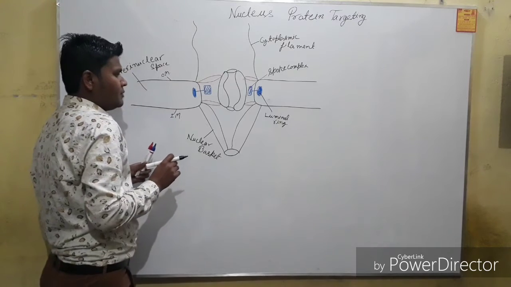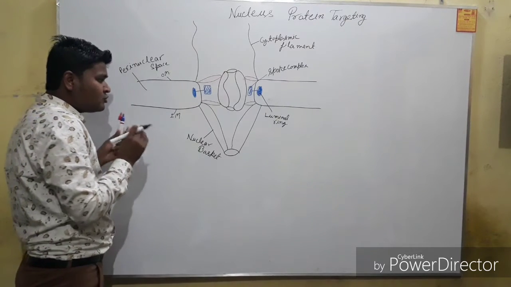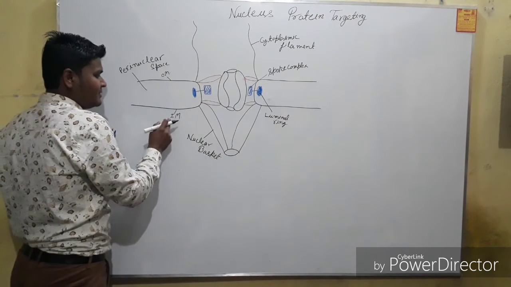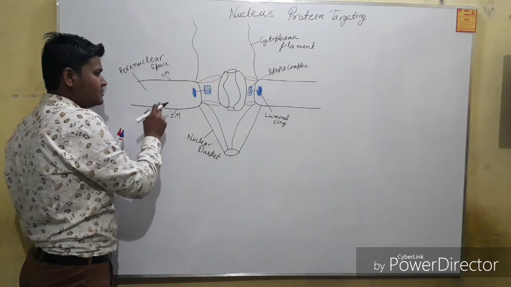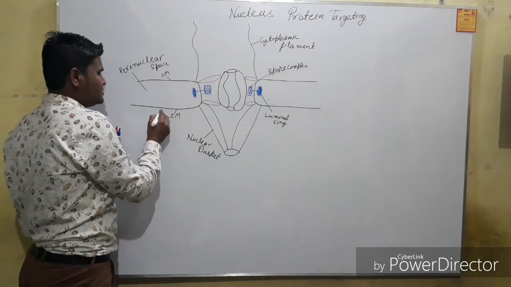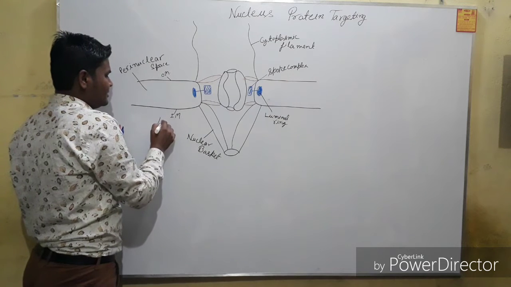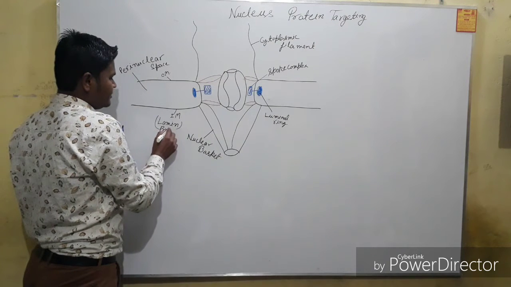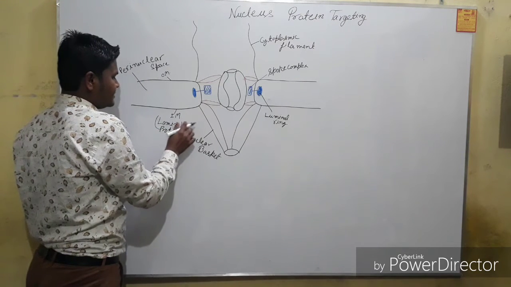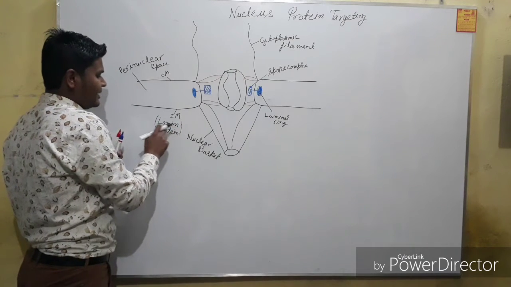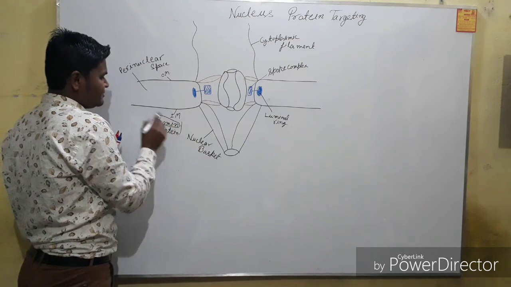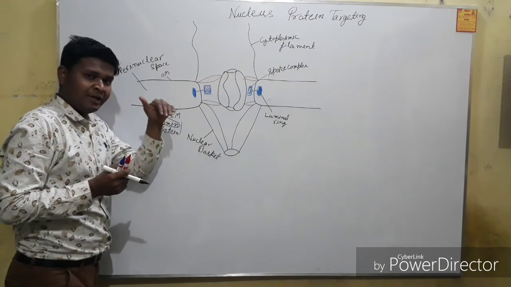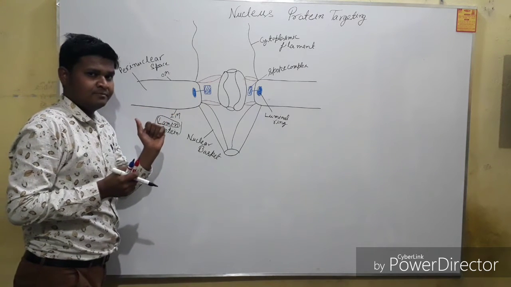One specific protein is also present at the inner membrane of the nuclear envelope, which is known as lamin protein. This protein is very specific and provides toughness to the nuclear envelope.